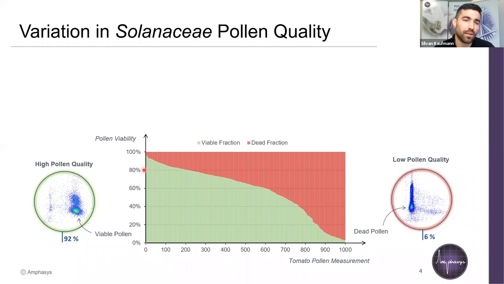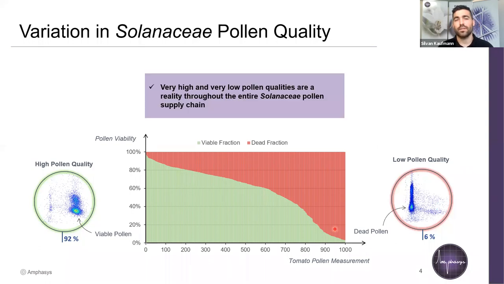What you can see is that we have pollen samples with viabilities as high as 100%. And we also have very bad pollen samples with hardly any viable cell. So variation is a reality in the Solanaceae pollen supply chain.